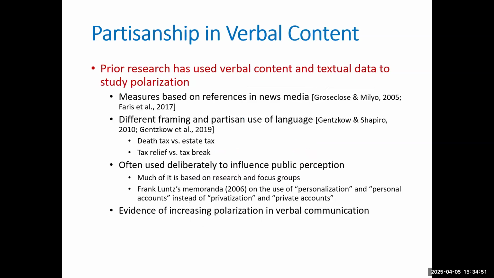So the research on polarization, the majority of it uses textual information in verbal content to provide some measures for polarization. It could be through citations to different think tanks. Some of the first measures, the first one of them we're going to use later in this work. Or another stream of work, which is pioneered by Matt Gentzkow and Jesse Shapiro, usually focuses on the partisan use of language and framing. So for example, if someone uses death tax versus estate tax, you could update your posterior about their political affiliations really well. Same thing about tax break and tax relief.